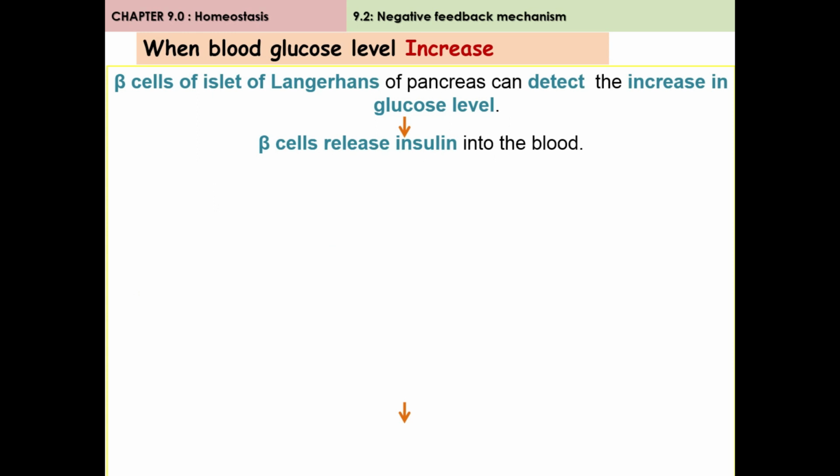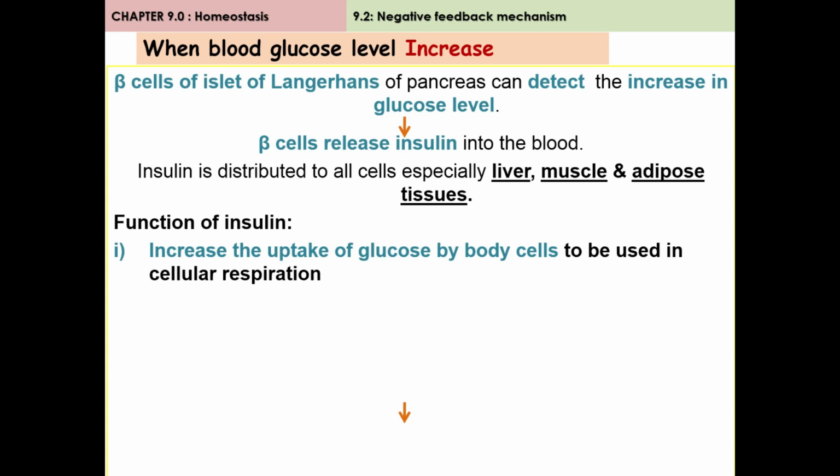Beta cells of the islets of Langerhans of the pancreas can detect any increase of glucose level. Beta cells will release insulin into the blood, and then insulin is distributed to all cells, especially the liver, muscle cells, and adipose tissue.